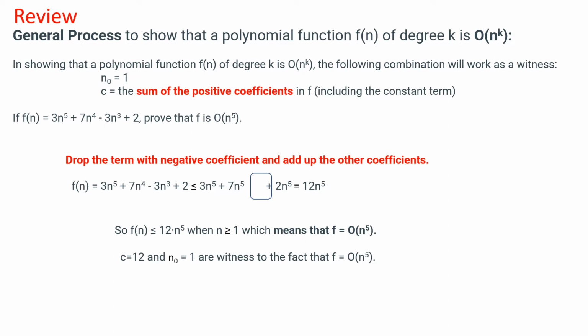Notice c did end up being the sum of the positive coefficients in that function, and n naught did end up being 1. So that statement above tells us how to find n naught and how to find c, and if that's all we care about, then that's all we would need. But I do want you to be prepared to be able to go through this little proof like this.